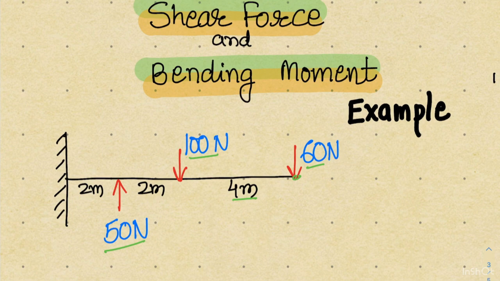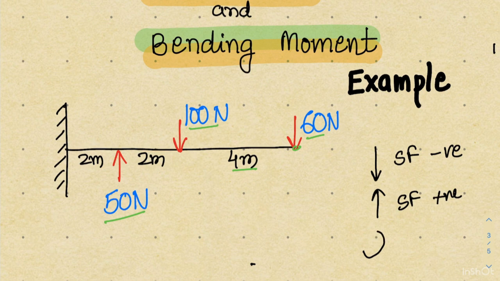Before I solve the problem, let me remind you of the sign convention: if the load is acting in the downward direction, the shear force will be considered negative, and if the load is acting in the upward direction, the shear force will be positive. Similarly, for the bending moment diagram, if it has a counterclockwise sense, I am going to take it as a positive value, and if it has a clockwise sense, then I am going to take it as negative. When I solve this problem, we will use this convention.